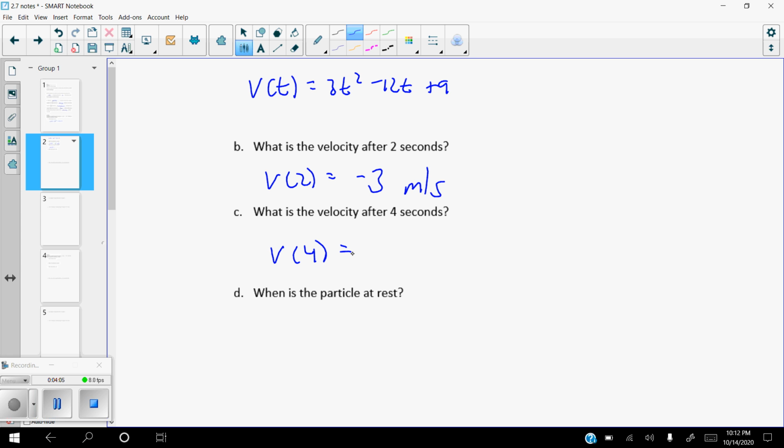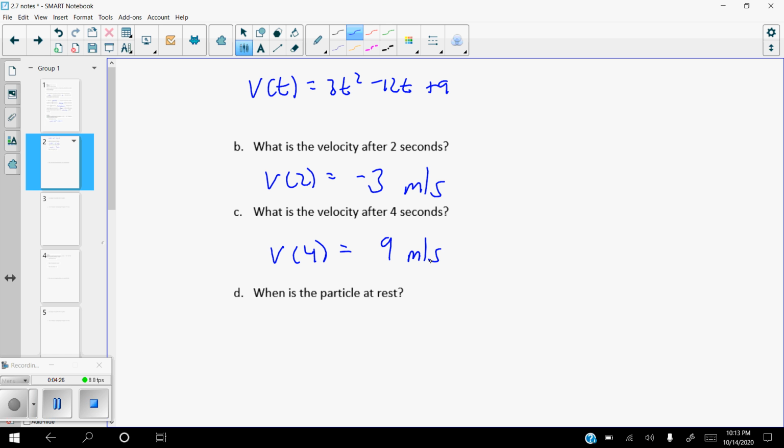A little bit more challenging here. Let's see if we can do this. 4 squared is 16, times 3 is 48. 4 times 12 is also 48. So 48 minus 48 is 0, plus 9 is 9. That actually wasn't that bad. 9 meters per second. Those weren't too terribly difficult.